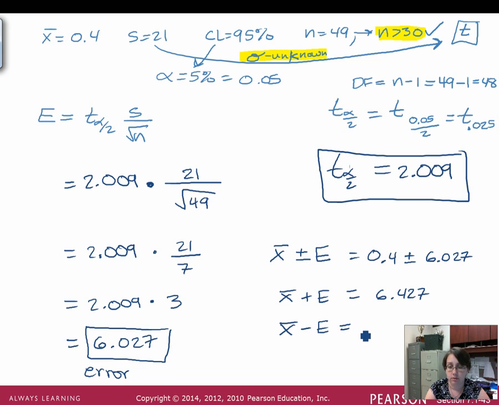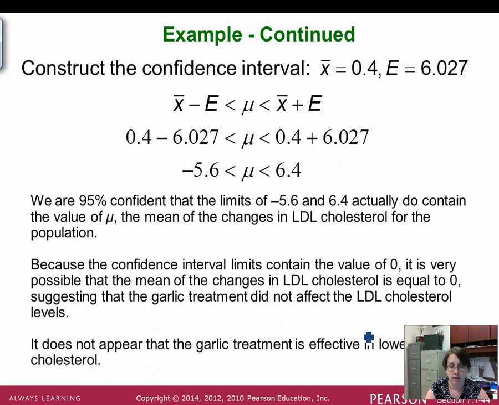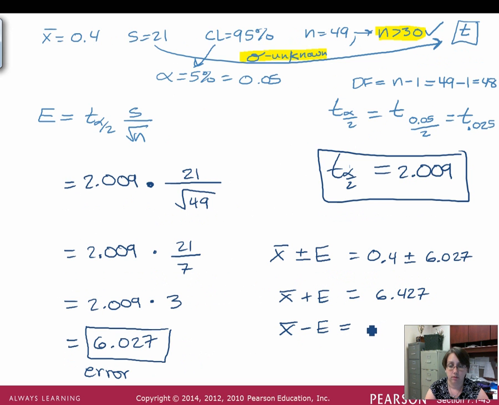negative, why aren't you writing pen? My computer's doing, whoa, what's it doing? Okay, what if I subtract? Where's my calculator? Calculator.